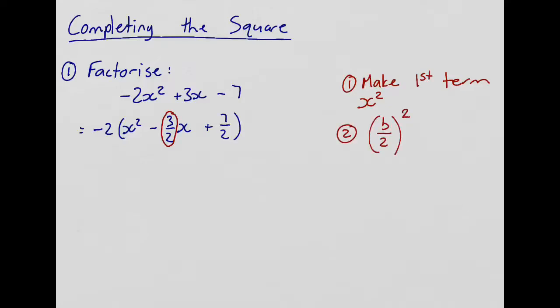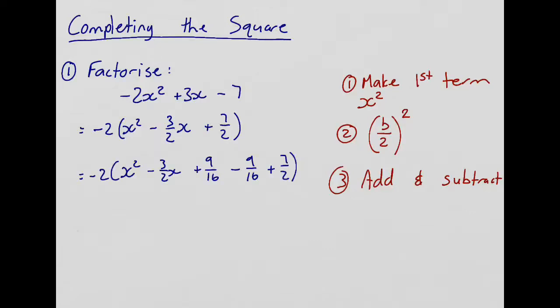The second rule is that we take the b term. Remember that this is ax squared plus bx plus c. That's the format. We halve the b term, and then we square the answer. We don't have to worry about the sign, negative 3 over 2 or positive 3 over 2, because we're squaring it anyway, so it'll always be positive. So in this case, half of 3 over 2 is 3 over 4, and we square that and get 9 over 16. The third rule is that we add and subtract this new term that we worked out in Rule 2, and I'll show you how to do that.